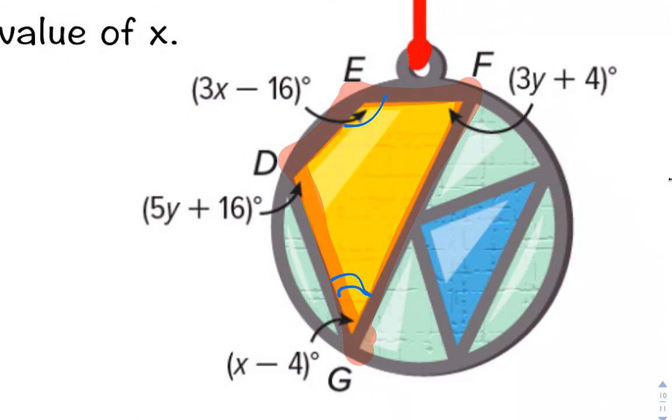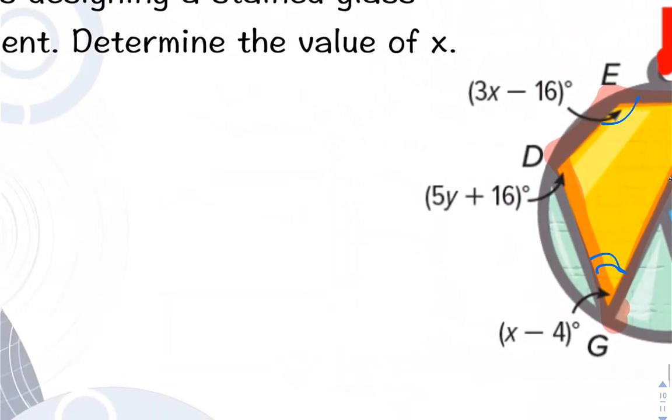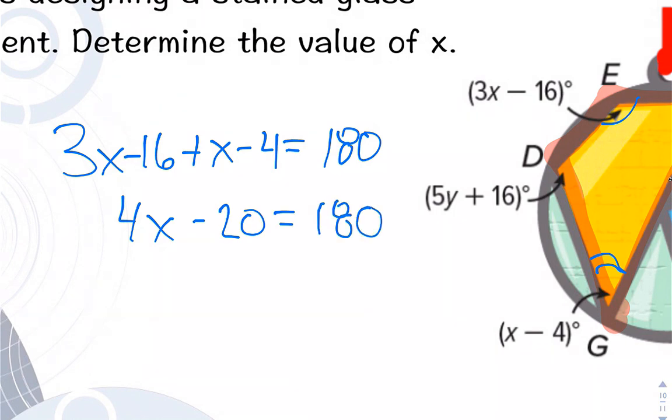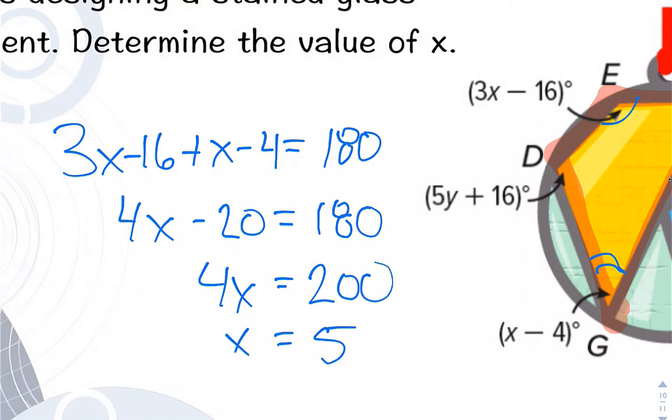So what does that allow me to do? Well, I could take those 2 measures. I could say 3x minus 16 plus x minus 4 is equal to 180. Now I combine my like terms. I have 4x minus 20 equals 180. Add the 20, so 4x equals 200. Divide by 4, and I end up with 50. So that is our value of x.